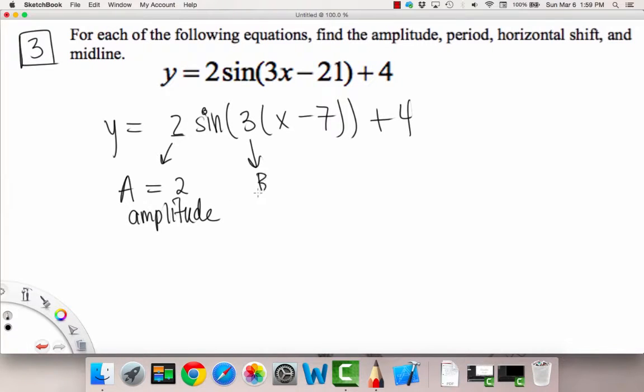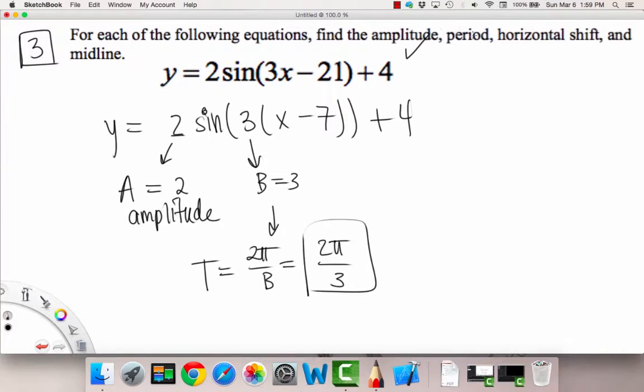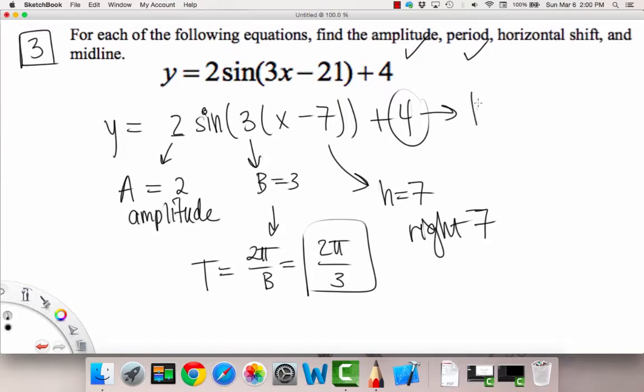How about this? B is equal to 3, which tells us that our period, which is given by 2 pi over b, is equal to 2 pi over 3. Okay, so we found our period. So we checked off amplitude and period. How about horizontal shift? Our h is equal to 7, so that means we go to the right 7 units. All of our points shift right 7 units. And finally, our midline is given by y equals k, and k is equal to 4. So that means our midline is going to have the equation of y is equal to 4.